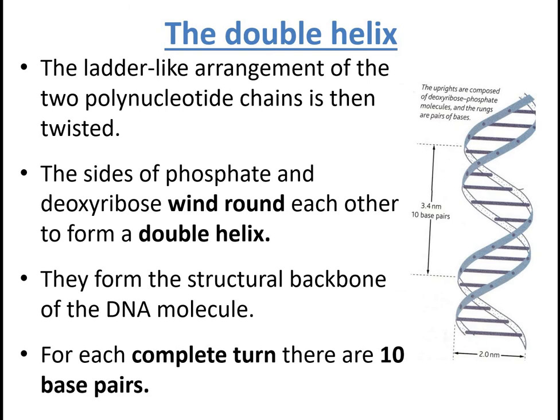So, the ladder-like arrangement of the polynucleotide chains is then twisted into a helix and wound around each other to form this double helical structure. And they form the structural backbone of the DNA molecule. And every complete turn of the helix, there are 10 base pairs.